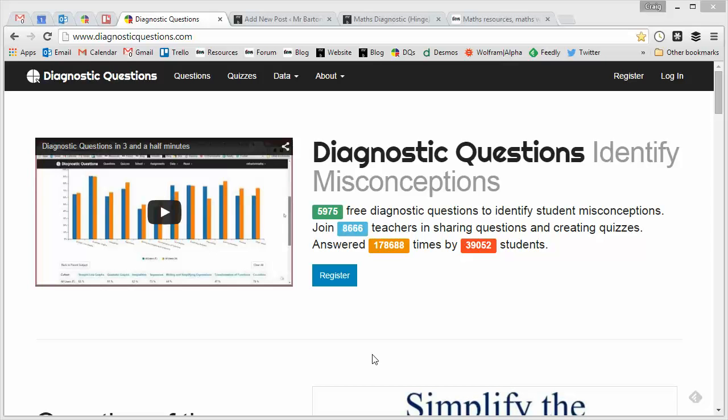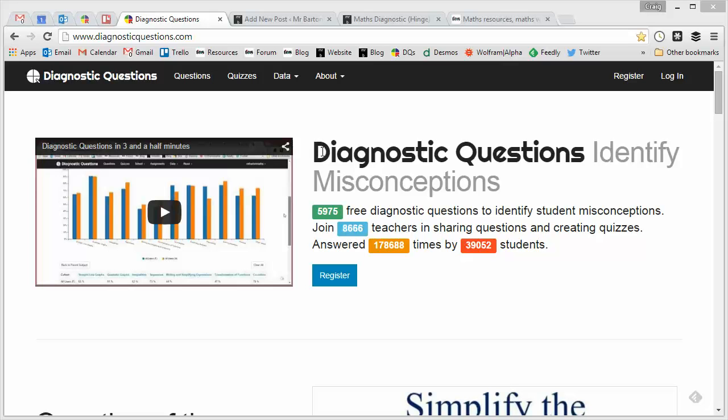Hello, my name's Craig Barton, and welcome to the Maths Diagnostic Question of the Week number 19, where each week I pick out a question that has been uploaded to my Diagnostic Questions website, and we look at the data on that question, so how many students have got it right, how many have got it wrong, but far more importantly than that, we also look in depth at the students' explanations to see if we can uncover the nasty misconceptions that they may have.